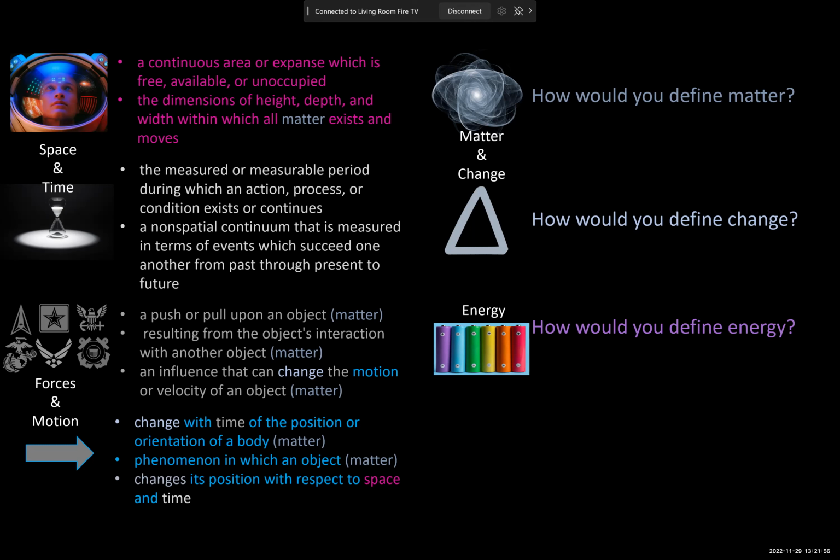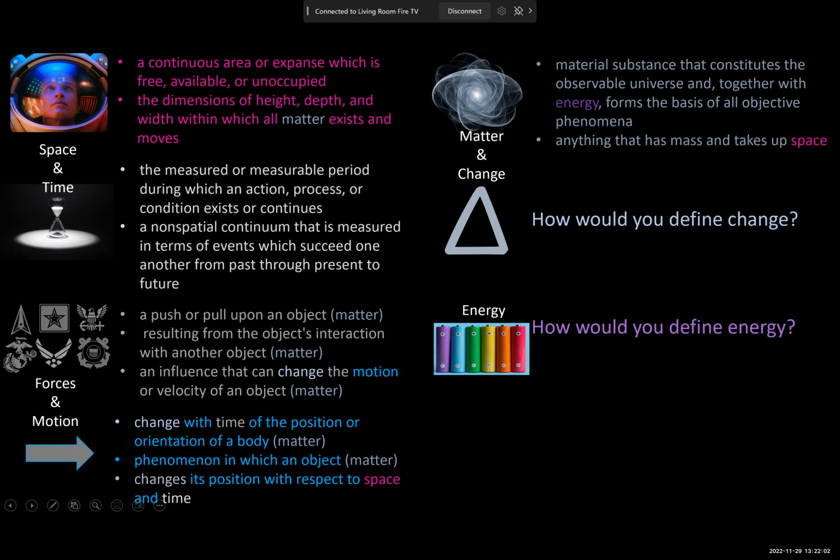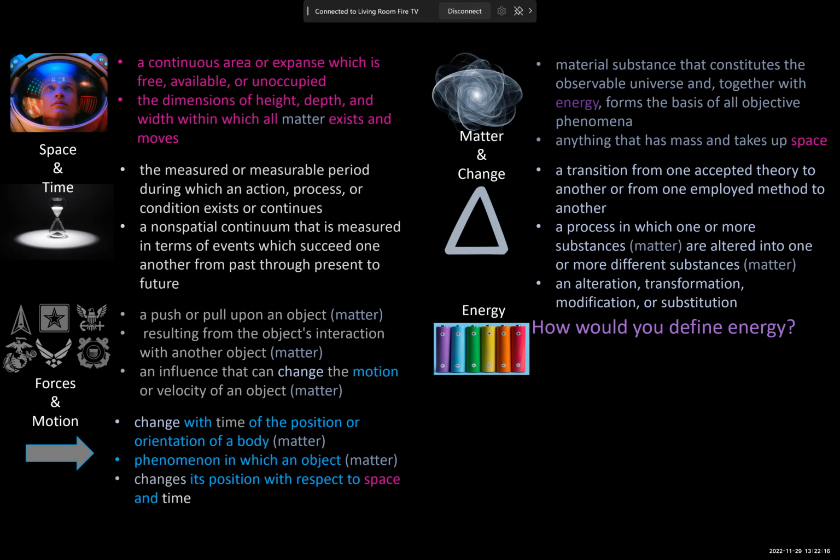That's motion. All righty, Piper, how do you define matter? There you go. It's a substance that takes up space and constitutes the observable universe. Anything that has mass and takes up space. All right, Alex, how would you define change? A difference in something from before. Okay, good. So it's a transition from one accepted theory to another, a process in which one or more substances are altered into a different substance. And the last one there, an alteration, transformation, modification, substitution. Those are good.